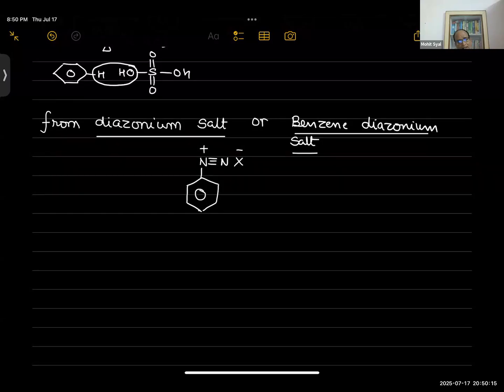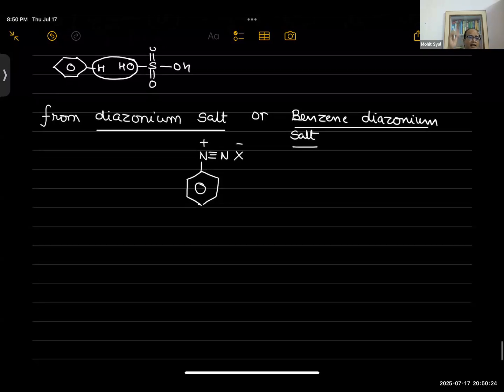This X minus is normally Cl minus, Br minus, I minus, or HSO4 minus also. It depends upon the acid which you have taken. For the preparation, it is prepared from aniline, right? This is how it is prepared. Is it clear or not?